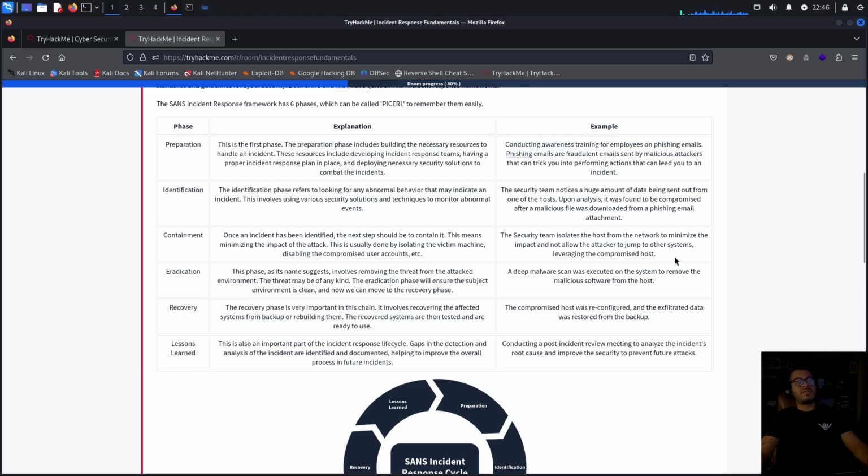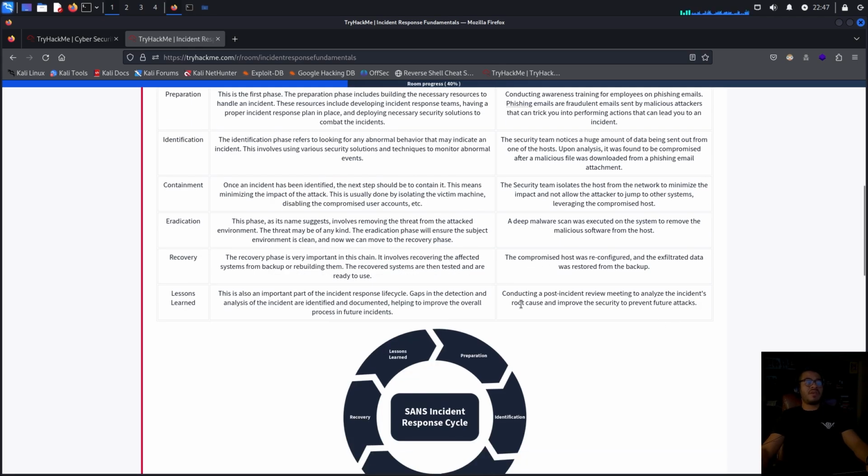Because once an attacker gets control over one particular host, they can jump between hosts in the network. For that to be avoided, they basically have to put that particular host in some kind of quarantine, so that the attacker cannot pivot to other machines or networks within the organization and potentially do more damage. So containment is very important.